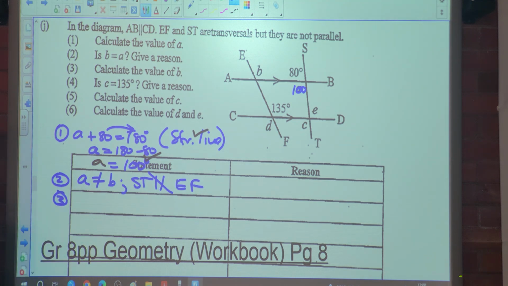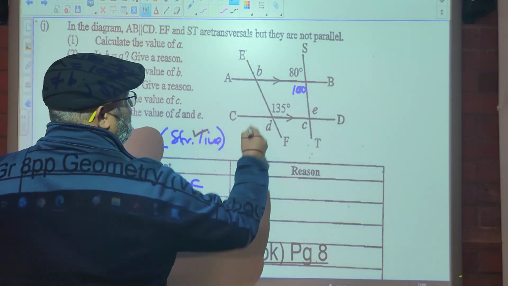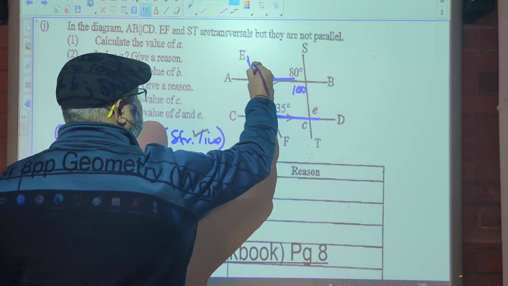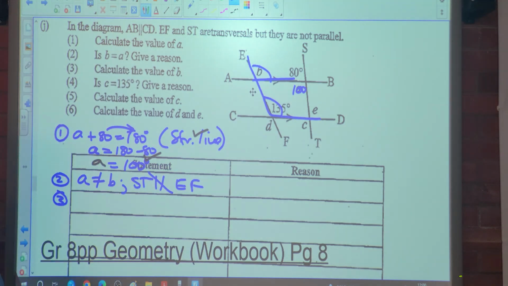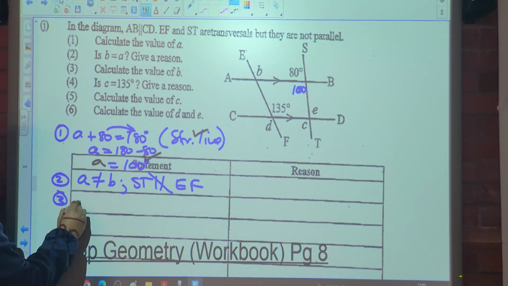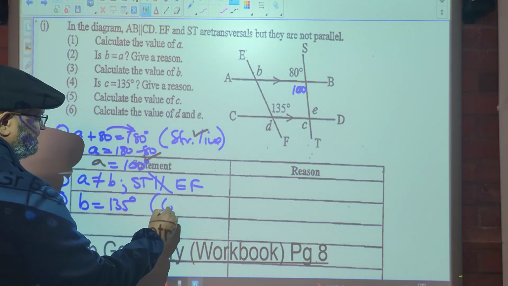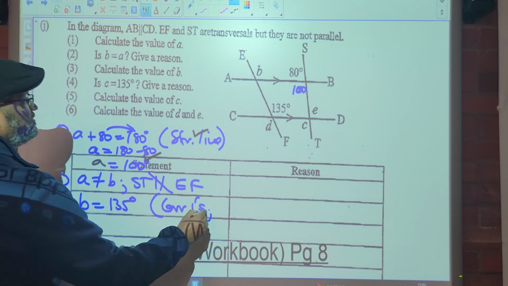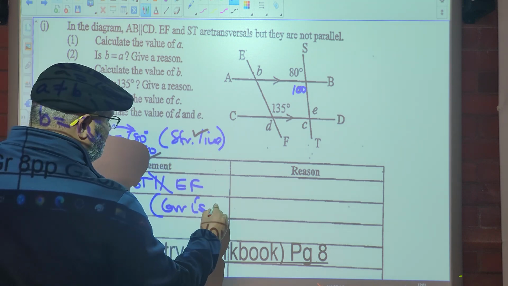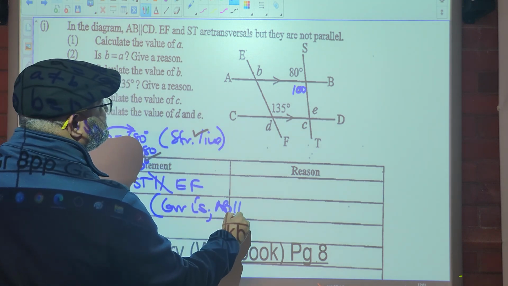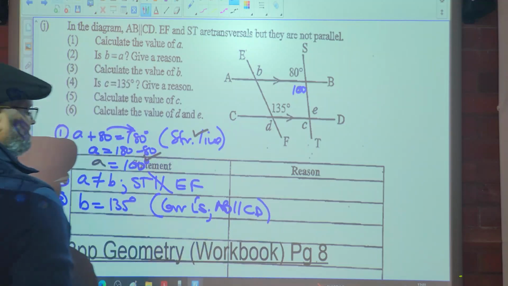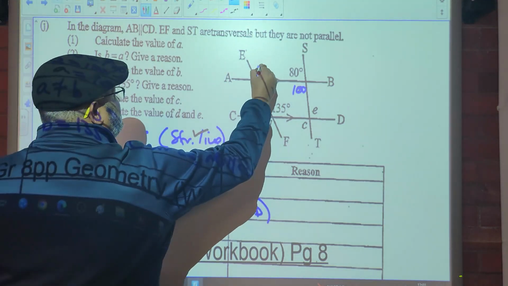Alright, let's go to number 3. Calculate the value of B. How are you going to calculate B? Corresponding angles, he says. You all see that F. So B is 135 degrees. Why? Corresponding angles with AB being parallel to CD. 135.